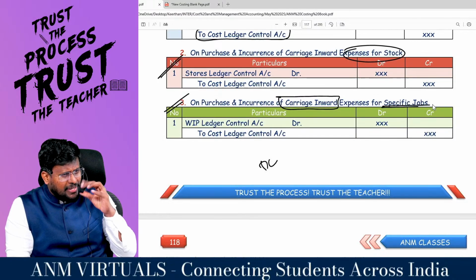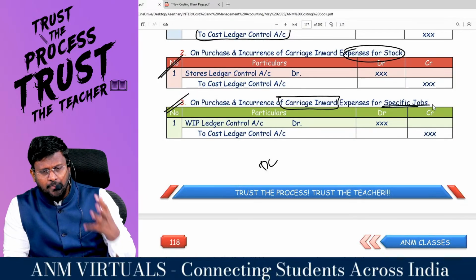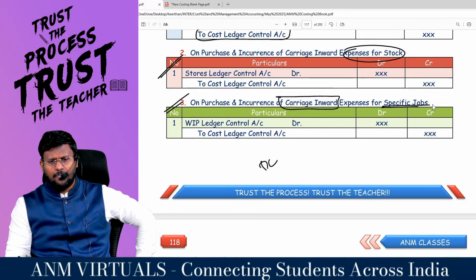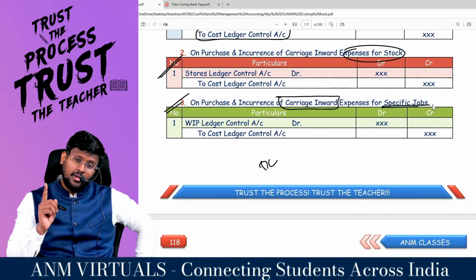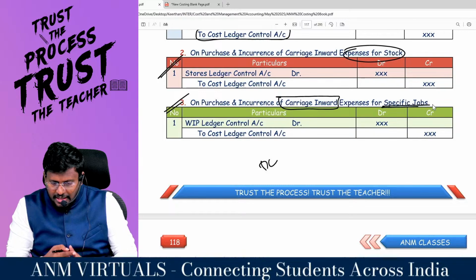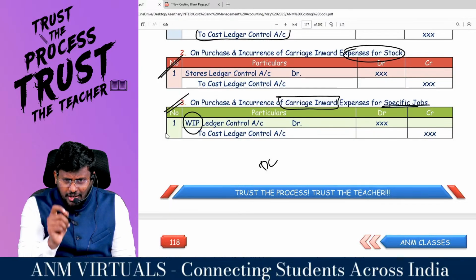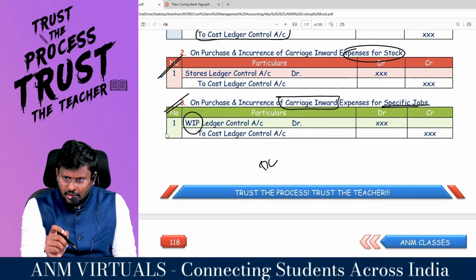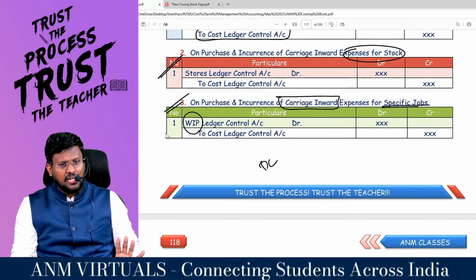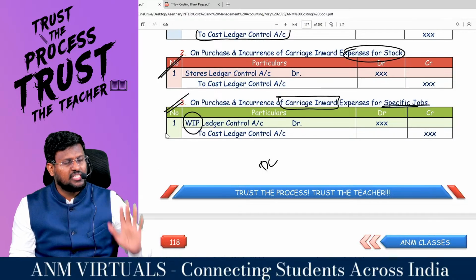Not purchased generally, not to keep inside the stores. You have purchased the raw material to perform a particular job. Let me ask you a question. Where will you do the job? Factory. Have you completed the job? That means it will lead to WIP. So you should not debit stores ledger control account. You have to debit WIP ledger control, and the corresponding credit will be costing credit, which is nothing but cost ledger control account.